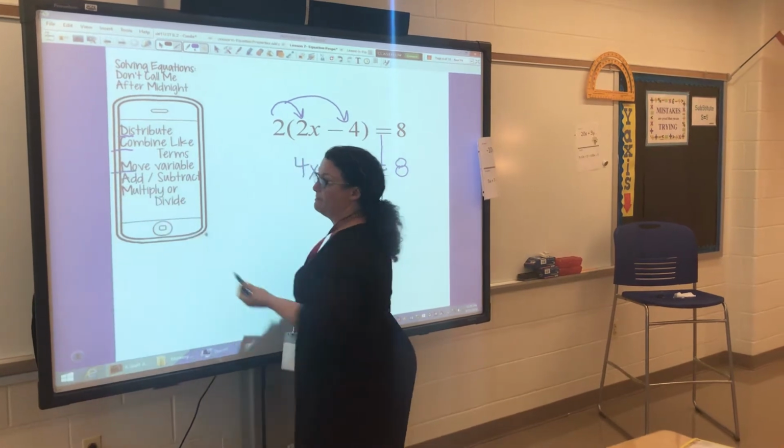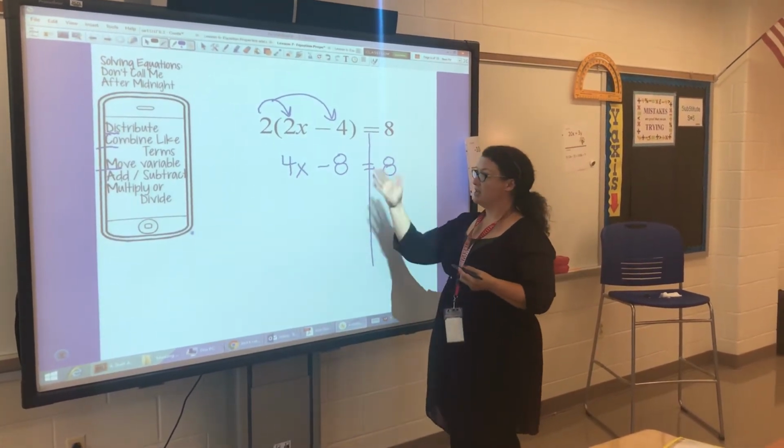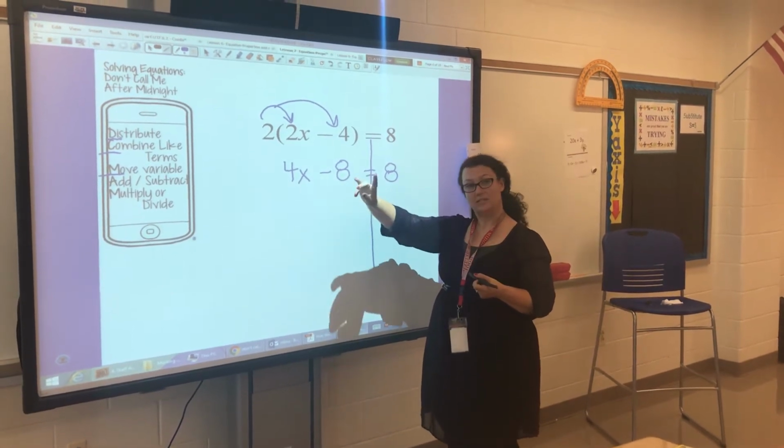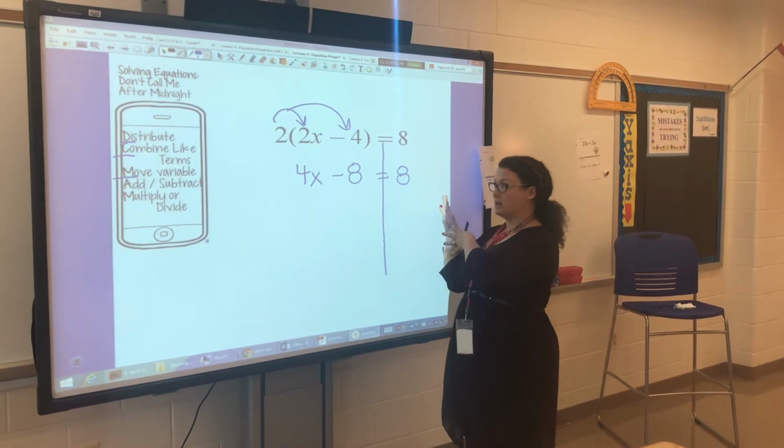The next step, me, starts with M, stands for move variables to one side. In this problem, there's only an x on one side, so we don't have to move it. If we had an x over here, we would have to do that next.